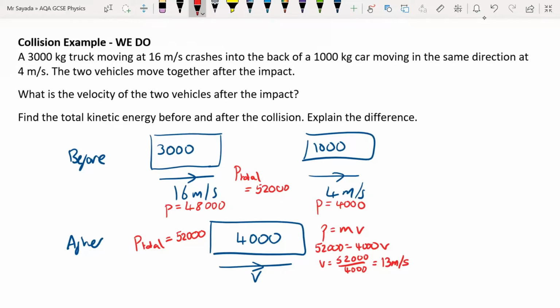Why is it closer to 16? Think about it, pause the video, press play once you've got an answer. So you should have now thought, why is it closer to 16? Well, it's closer to 16 because this one was heavier than this one. So this speed is going to dominate over this one.